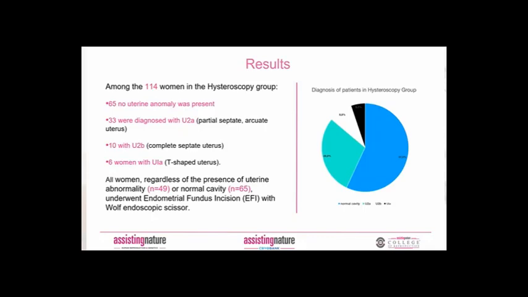Among the 140 women in the hysteroscopy group, in 65 no uterine anomaly was present. 33 were diagnosed with U2A partial septate arcuate uterus, 10 with U2B complete septate uterus, and 6 women with U1A T-shaped uterus. All women, regardless of the presence of uterine abnormalities or normal cavity, underwent endometrial fundus incision with Wolf endoscopic scissor.